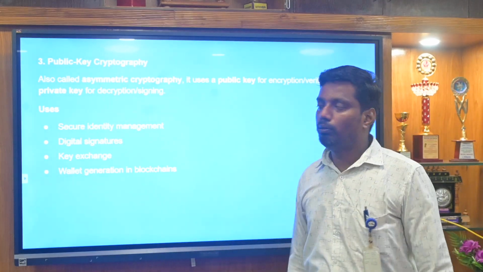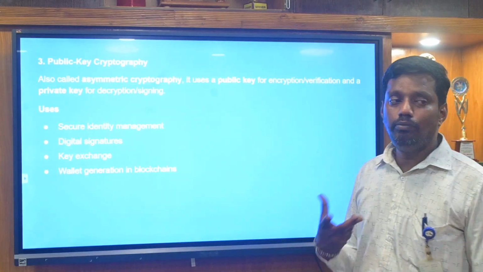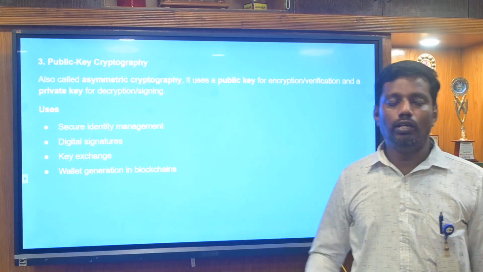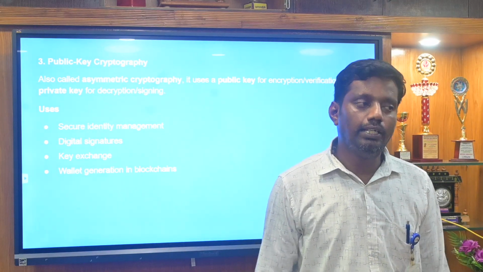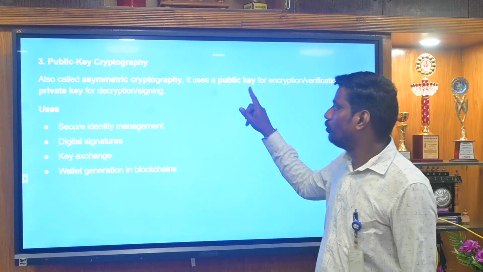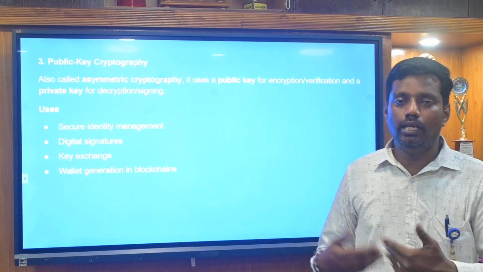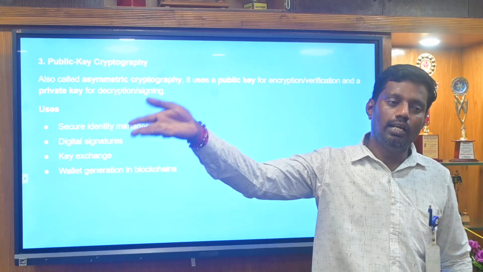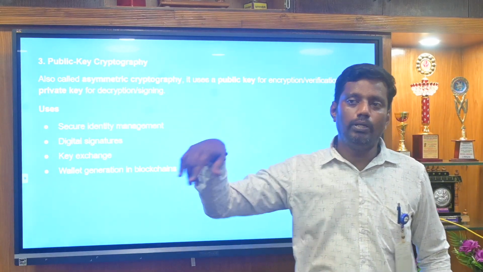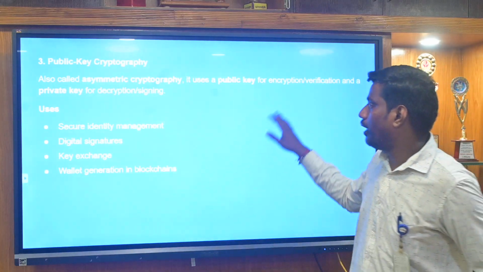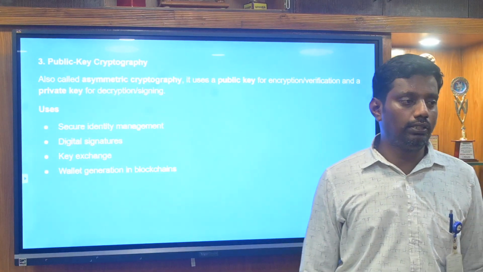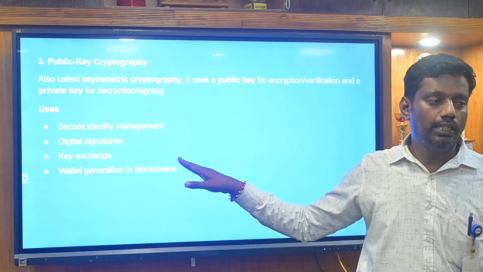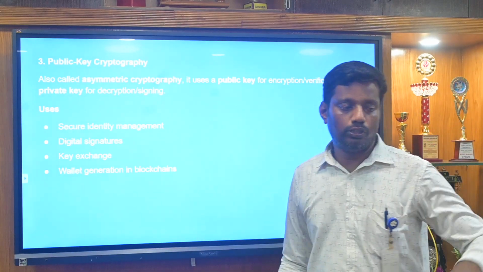The next one is public key cryptography, also called asymmetric key cryptography. It has a public key for encryption and verification, and a private key for decryption as well as signing. On one side, when the data is encrypted, the public key is used. At the receiver's end, once the blocks are received, they are decrypted with the help of the private key. Its uses are secure identity management, digital signatures, key exchanges, and wallet generation in a blockchain.